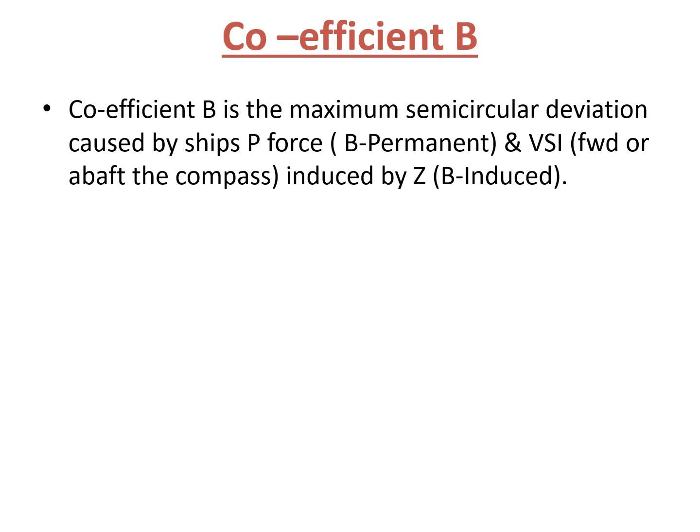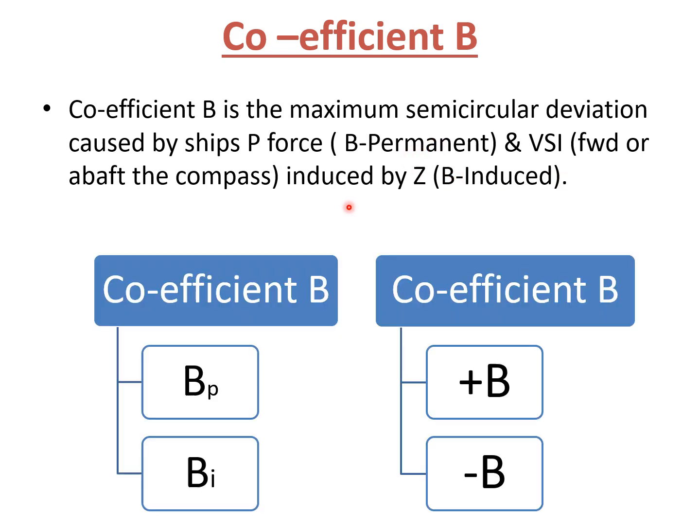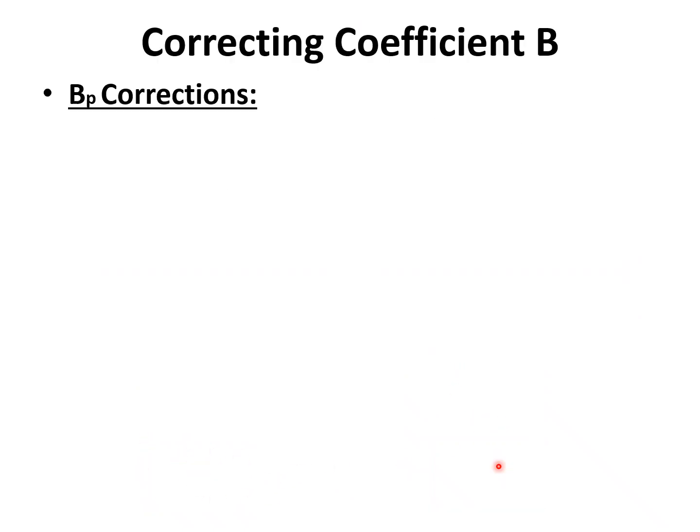And we also know that the coefficient B is the maximum semicircular deviation caused by ship's P force and VSI induced by jet. And coefficient B can be two types. It can be plus B or minus B, and both B permanent can be plus B or minus B. Again, B induced can be plus B or minus B, right? Now let's see how to correct B permanent.